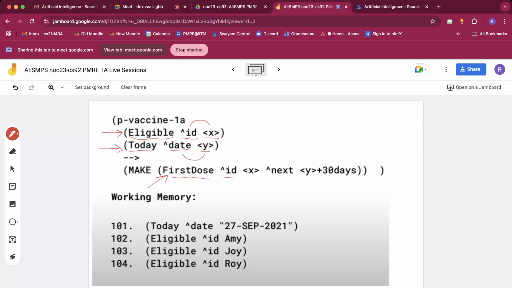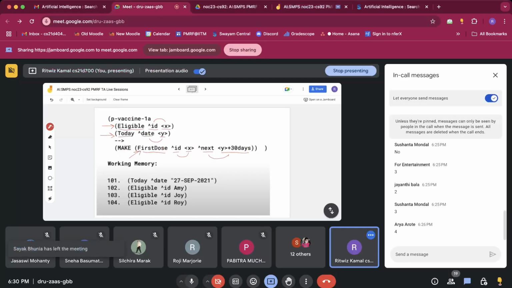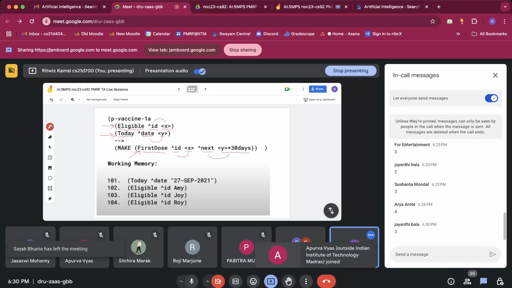Another element given to us is this one, where first dose is a class, id is an attribute that takes a value x, and next is an attribute that takes a value y plus 30 days. So this is what we can gather from the rule given to us. How many classes did we encounter in this rule till now? 3. That's right. So here we have 3 classes based on the rule that is given to us.